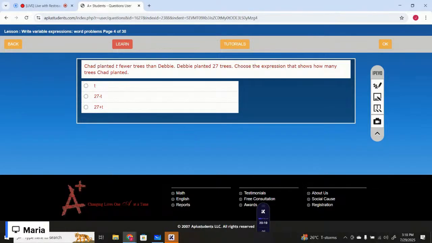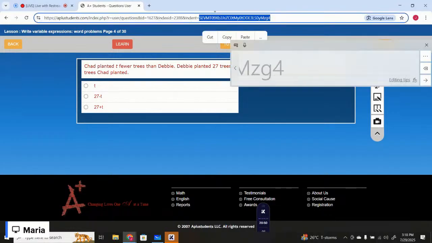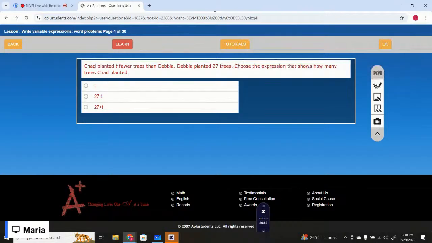Chad planted T fewer trees than Debbie. Debbie planted 27 trees. Choose the expression that shows how many trees Chad planted. So Debbie planted 27. So 27 minus T. That is 27 minus T, option number 2 is the correct option.